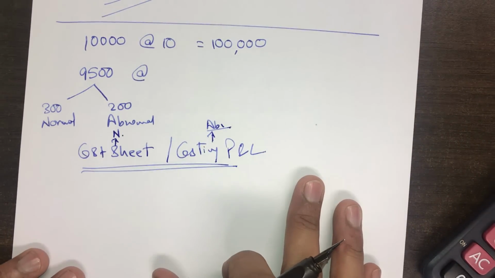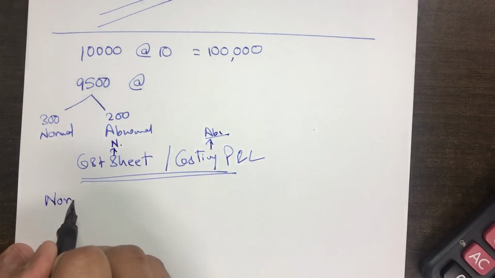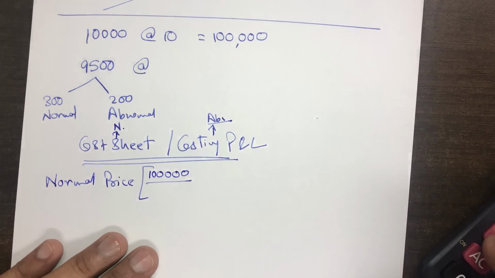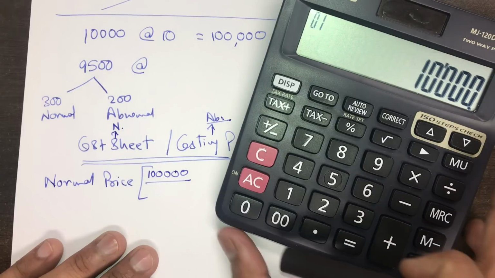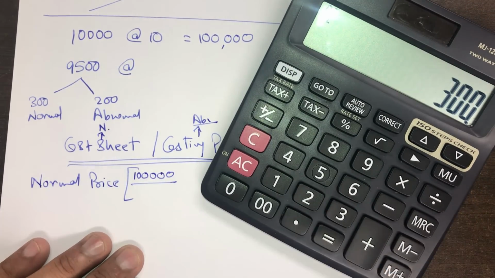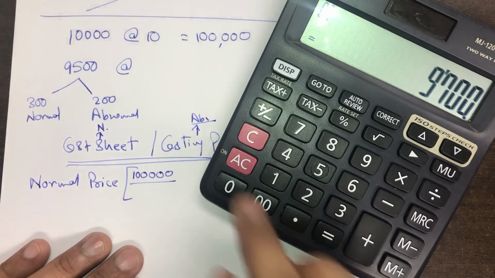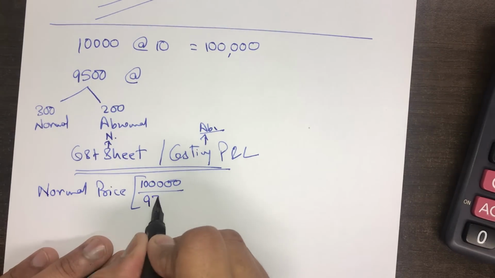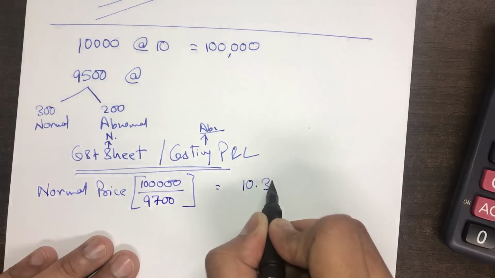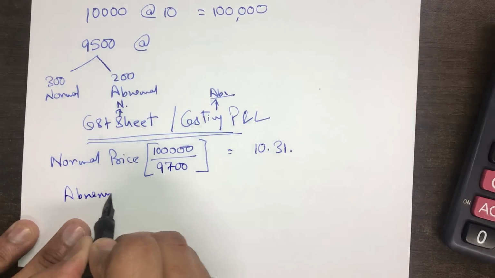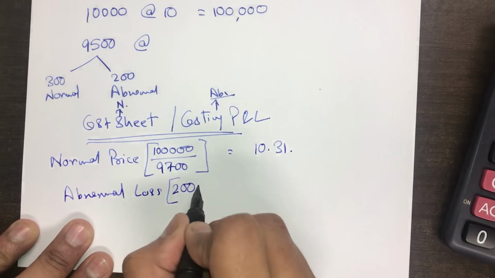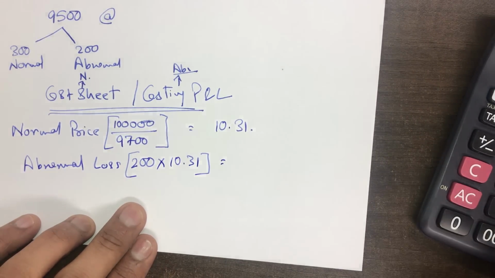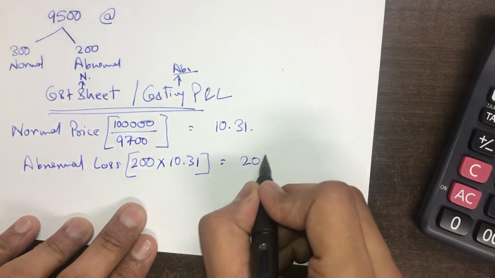So your total cost is 1 lakh rupees. When your total cost is 1 lakh rupees, I first of all calculate the normal price. Normal price is 1 lakh rupees divided by the units which were ordered minus the normal loss. Normal loss is 300, so 9,700. So my normal rate comes to 1 lakh divided by 9,700, which is 10.31. Now what am I going to do? I am going to compute the abnormal loss. Abnormal loss will be abnormal units multiplied by the normal rate. This comes out to 2,062.